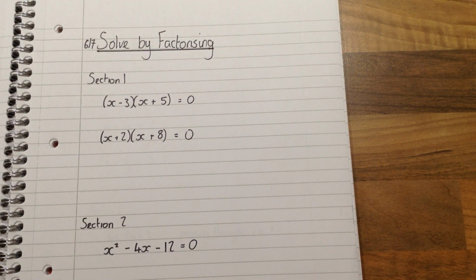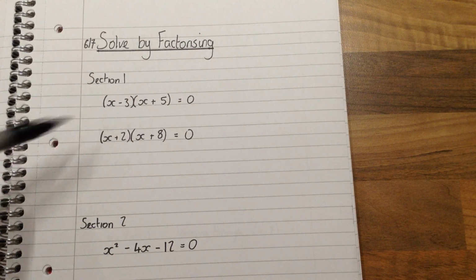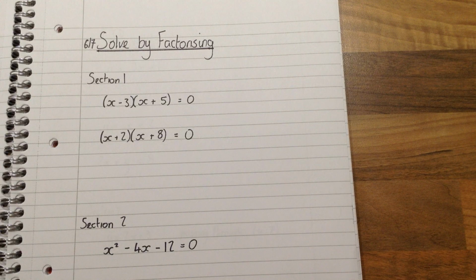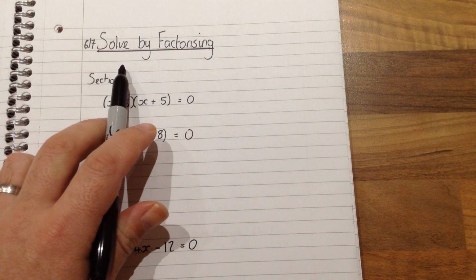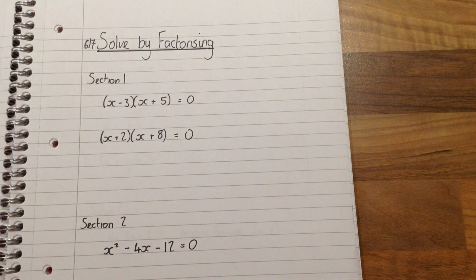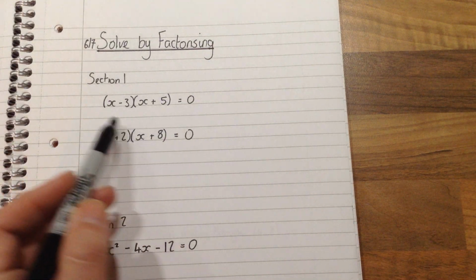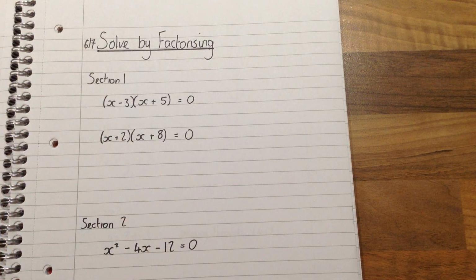The last section of this factorising topic is to solve by factorising. We're going to look at a couple of easier versions of this topic first, but before we do that, if you can get the title, grade and date into your books, making sure that you underline the title. So here we'll start with the idea of solving, and then we'll move on to factorising with it.